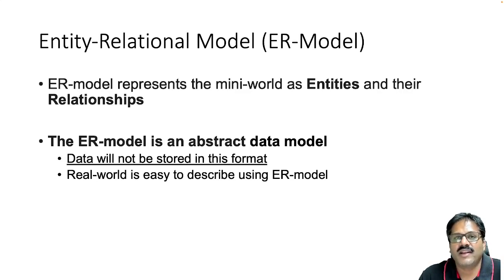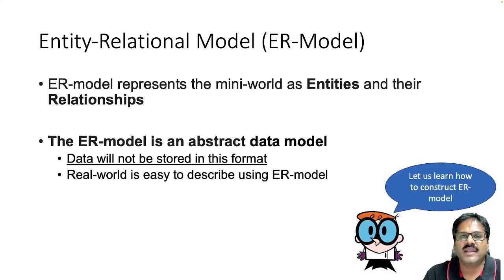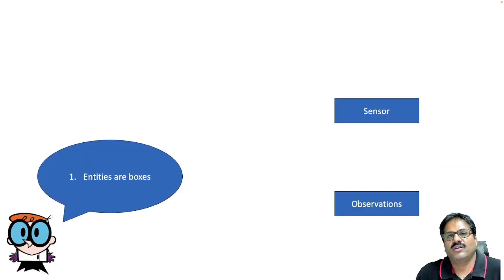Okay, a key advantage is that the real world is very easy to describe using the ER model. So let us see how we can build an ER model for our application, that is, the air pollution data application. First, rule number one. There are three rules. The first one is we have to identify entities, and those entities have to be represented as boxes.